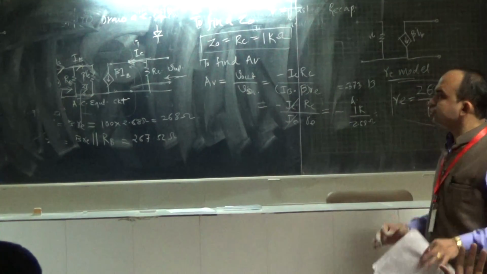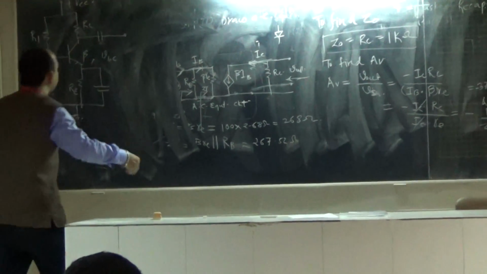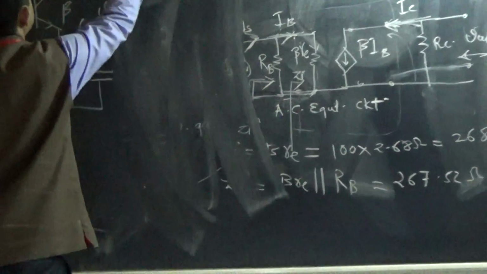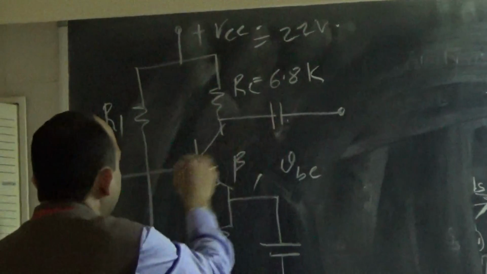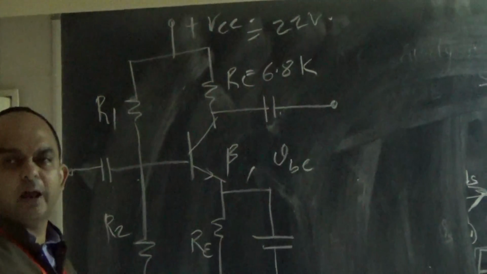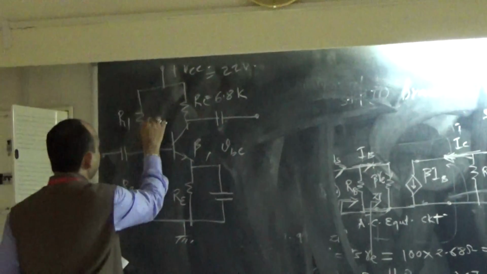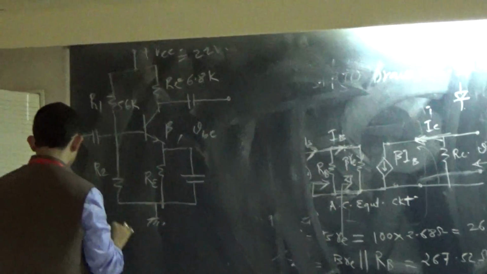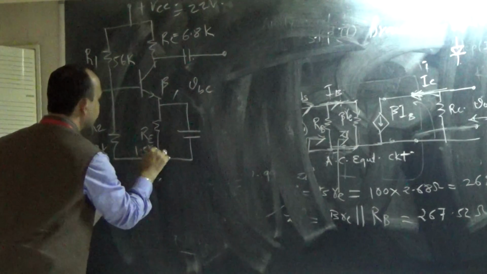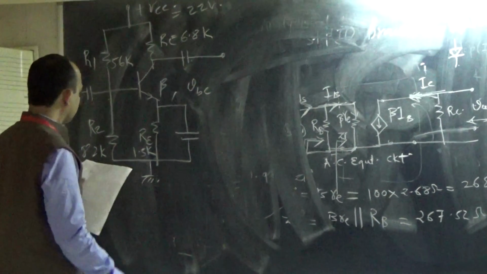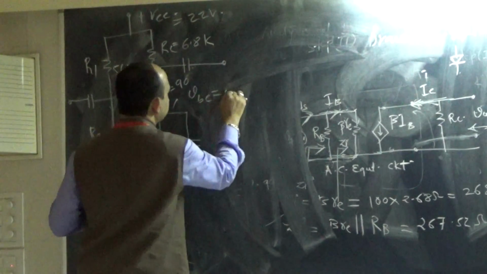Try to solve this problem. Plus VCC. Again, this is a university unsolved example of a previous year. It is 22 volts given, RC is given as 6.8K. They will never give the value of the coupling capacitor, so don't get confused; standard capacitors are used. R1 is given as 56K, R2 as 8.2K, RE as 1.5K. Beta is given as 90. Whatever value they give you, VBE is given as 0.7.